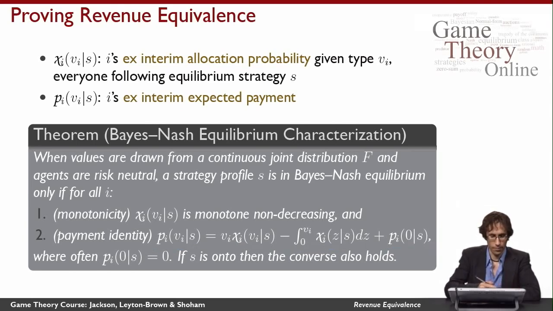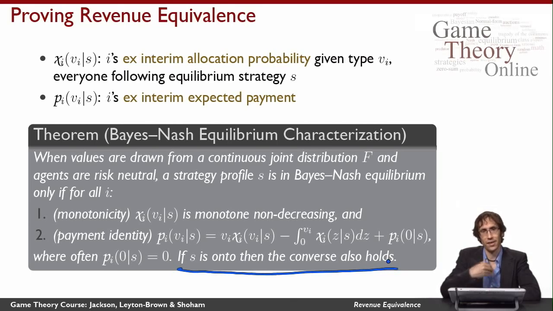Now, it's often the case that we just want to have auctions in which an agent with the lowest possible valuation doesn't pay anything. And if that's true, then this just goes to 0 in the payment identity, and we get a slightly simpler expression. But nevertheless, this integral probably seems pretty mysterious to you. And what's cool about the proof is that I can give you a really intuitive idea of where this integral comes from. The final part of the theorem that is also really interesting is this last statement here.